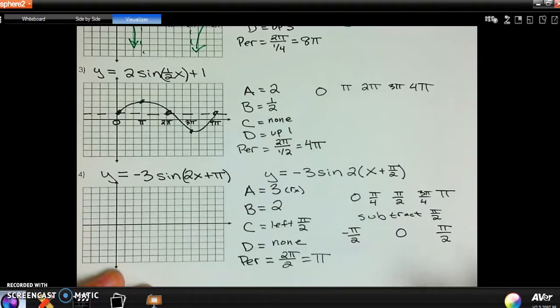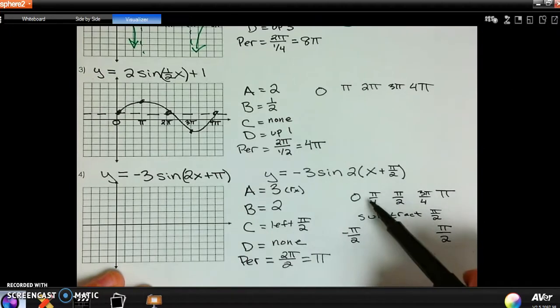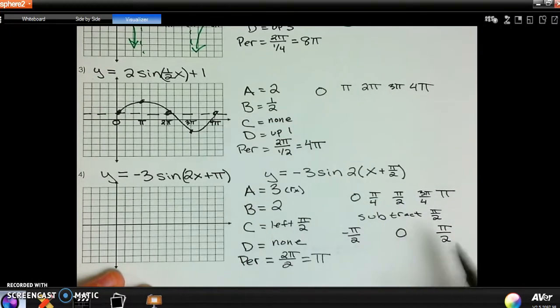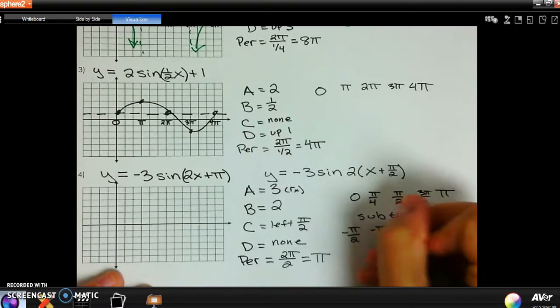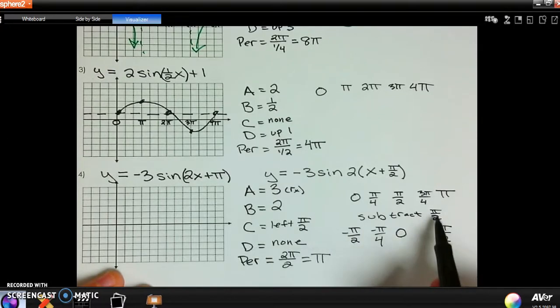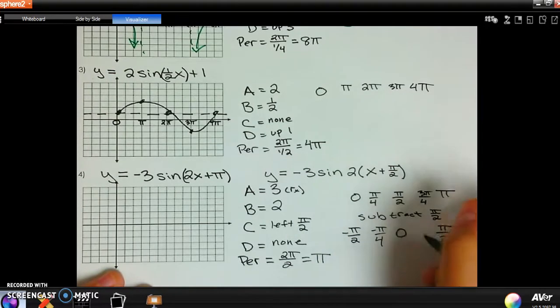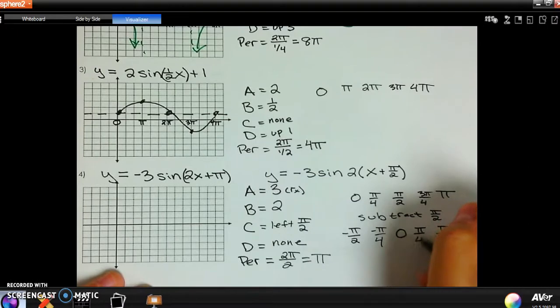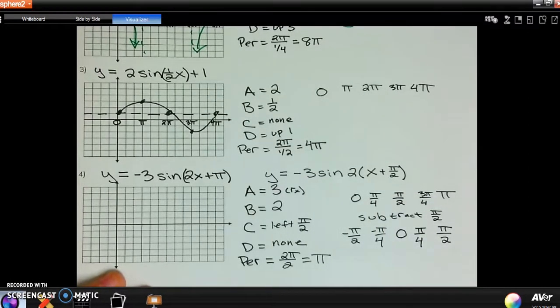So then you have to make the decision: is it easier for you just to figure out what's halfway between there, or is it easier for you to subtract? Most of you could tell that between 0 and a half is a quarter, so between 0 and a negative half would be negative a quarter. Or you could get a common denominator here. This is the same thing as 2 pi over 4, so you'd say 1 minus 2 is a negative 1. Either way, you should end up with those as your new key values.